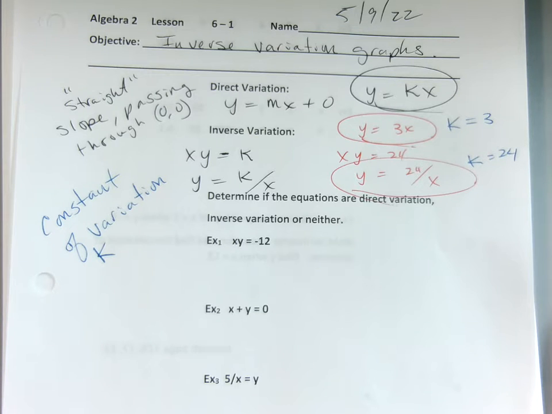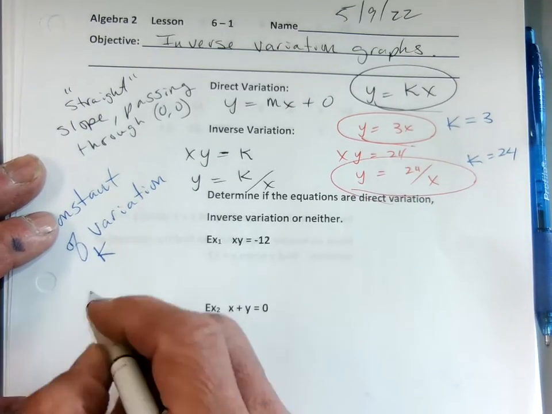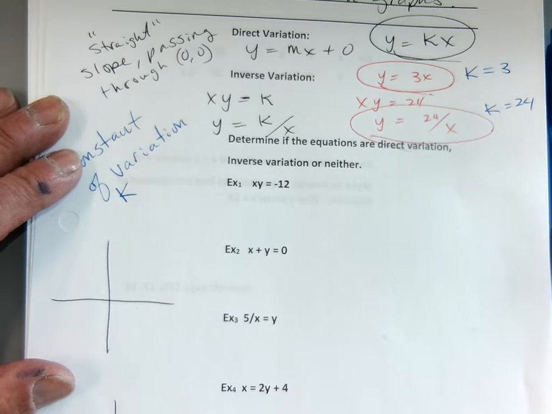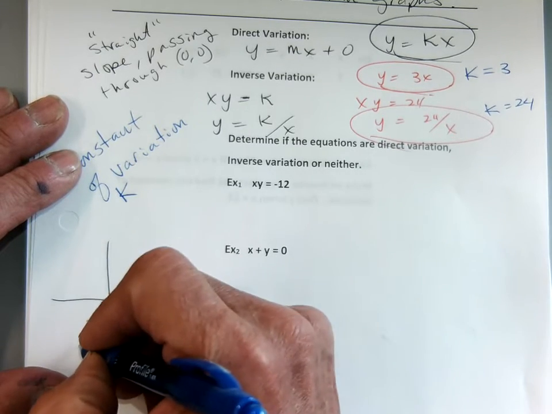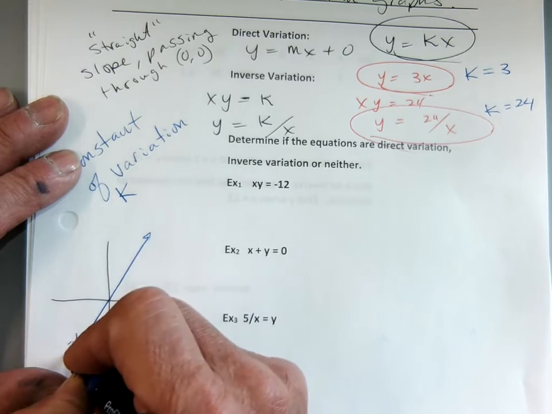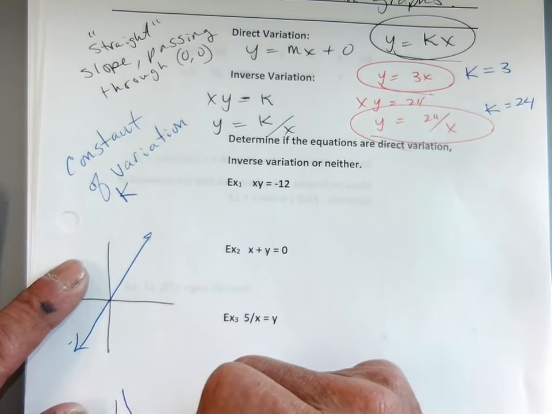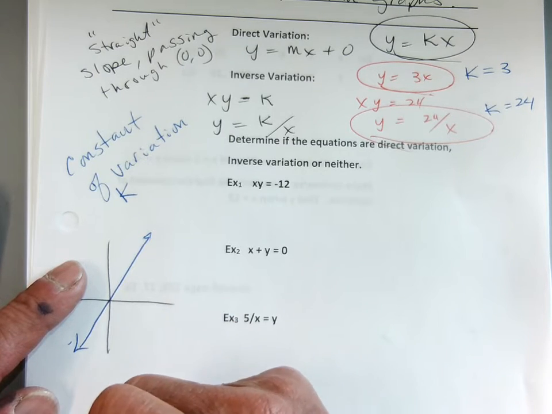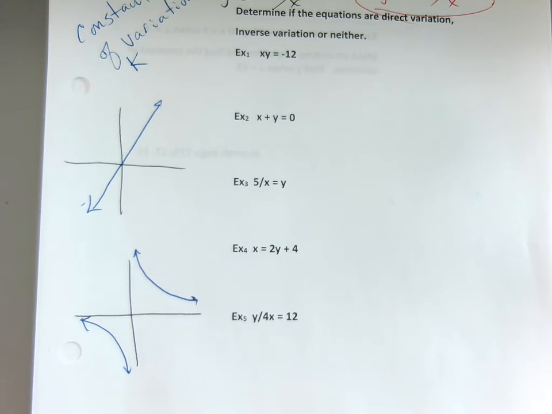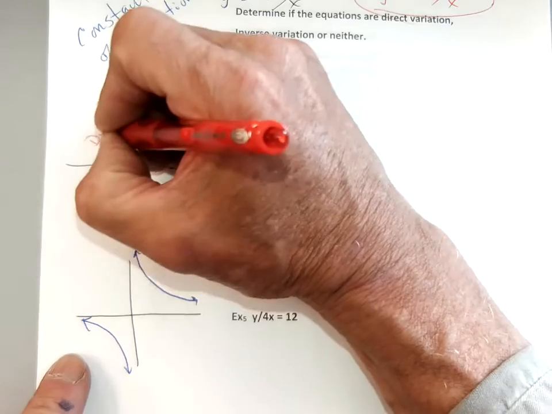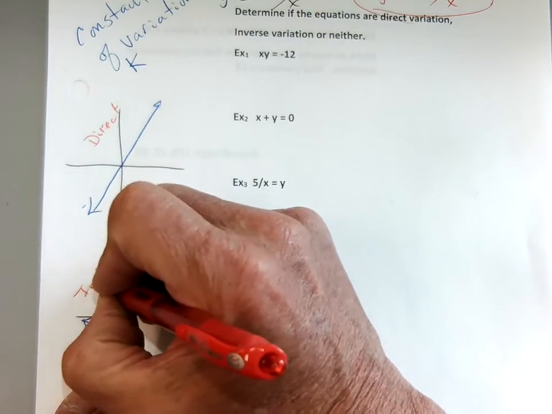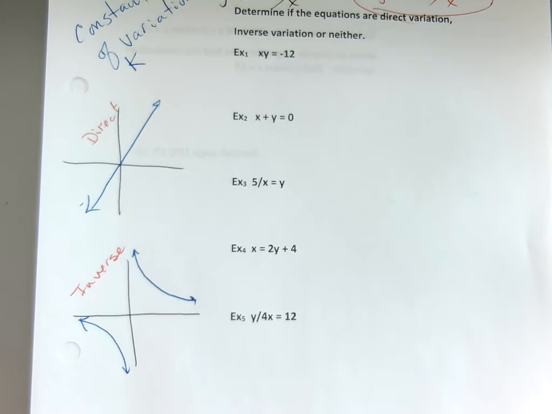Either my graphs are going to look something like this, or something like this. All right? My graphs are either going to look linear through the origin, direct variation, or they're going to look like this, inverse variation. Okay? I'm doing okay, aren't I?